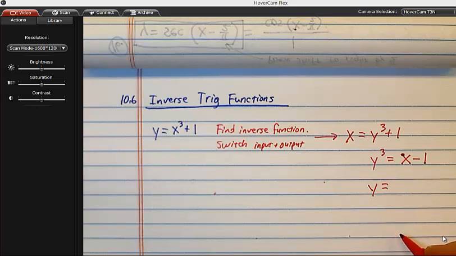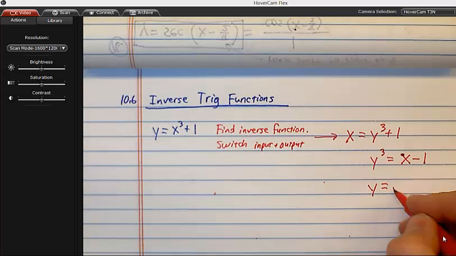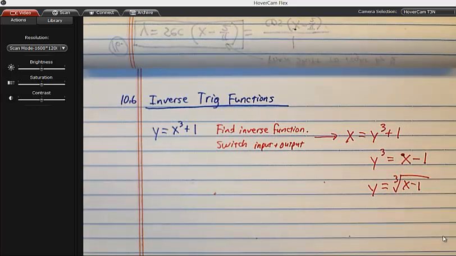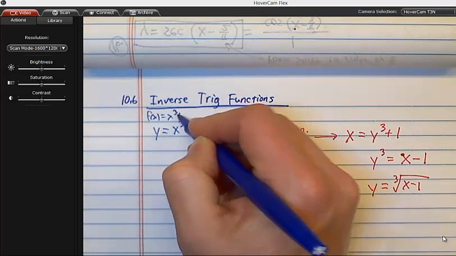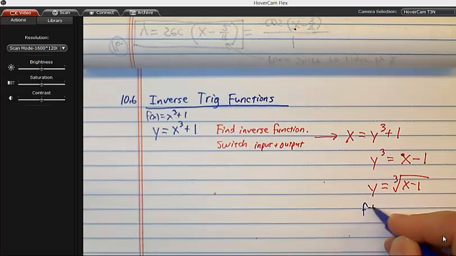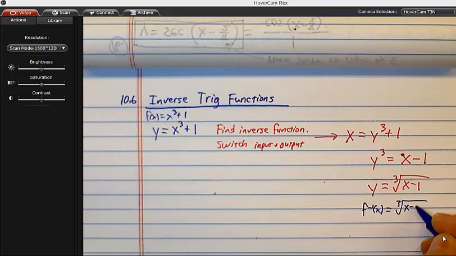And so what does y equal? Do you know the inverse? It's the cube root. You guys okay with that? So if I say what's the inverse of x cubed plus 1, it's the cube root of x minus 1. If this were my f of x, x cubed plus 1, then what I just figured out is that the inverse function is the cube root of x minus 1.